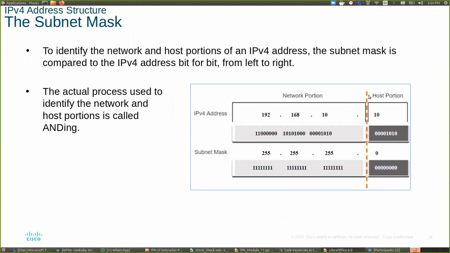If you're looking carefully here, you can see this dotted line here. This dotted line is the division between the network portion and the host portion. Okay, but another thing here is when we convert these things into binary, the zeros indicate the host and the ones indicate the network. Okay. Is that clear?